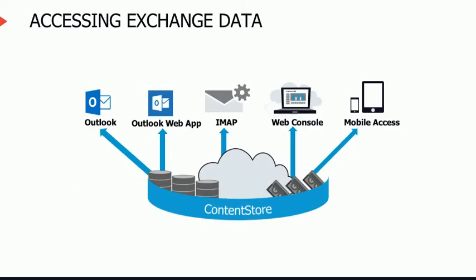Let's start out by discussing the different ways that a user can access their Exchange mailbox data with CommVault software when leveraging the Exchange Mailbox agent. There are 5 primary methods available for access. Protected and archived messages may be accessed via Outlook with either an Outlook plugin or via a content store mailbox. They may also be accessed via OWA, the web console, the CommVault mobile application, or finally from any IMAP-compatible device.